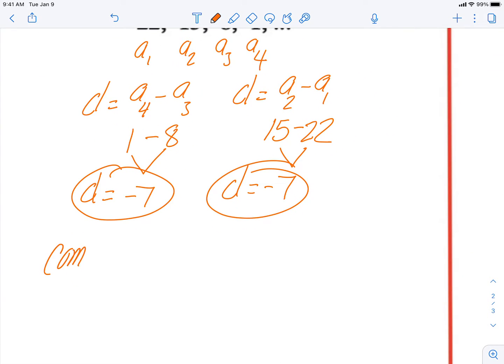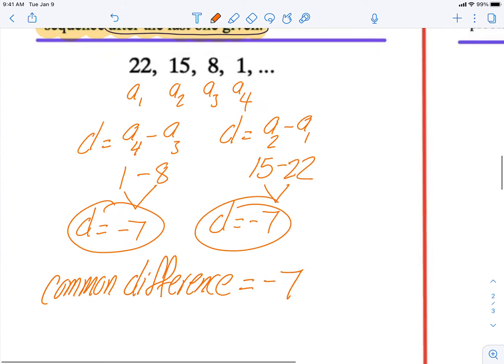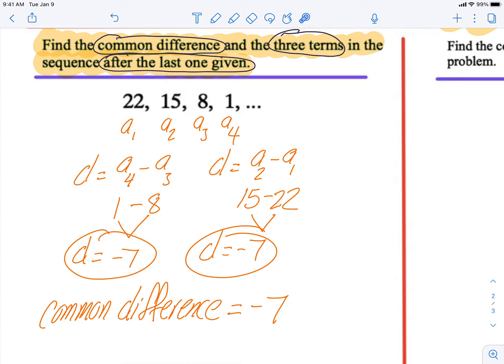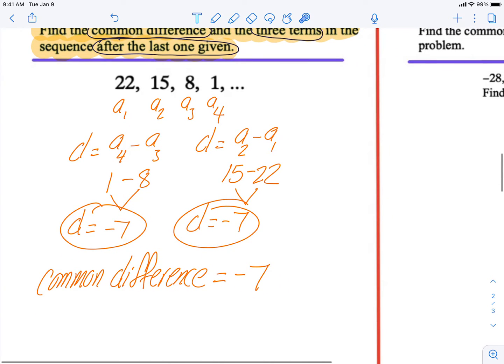So common difference is equal to -7. Okay? That's our first part. Find the common difference. Then we're going to find 3 terms. So that means that I'm going to subtract 7 here 3 more times to find the next 3 numbers.